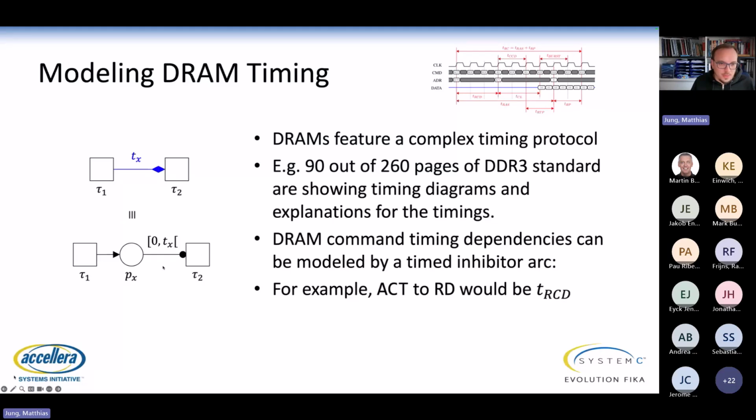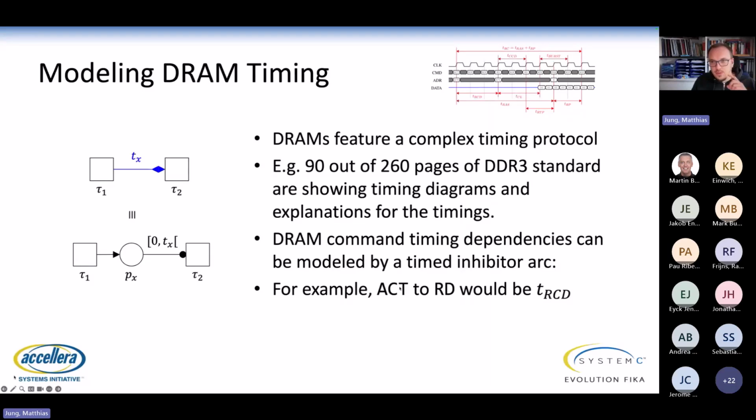So you could use a construct like this, which is here just this simple arc. That tells basically, okay, if you send this DRAM command here, then the next DRAM command that you could send is inhibited by this amount of time here. So you have to wait tx until you can execute tau2 here. That's the main idea, or the semantics of that.